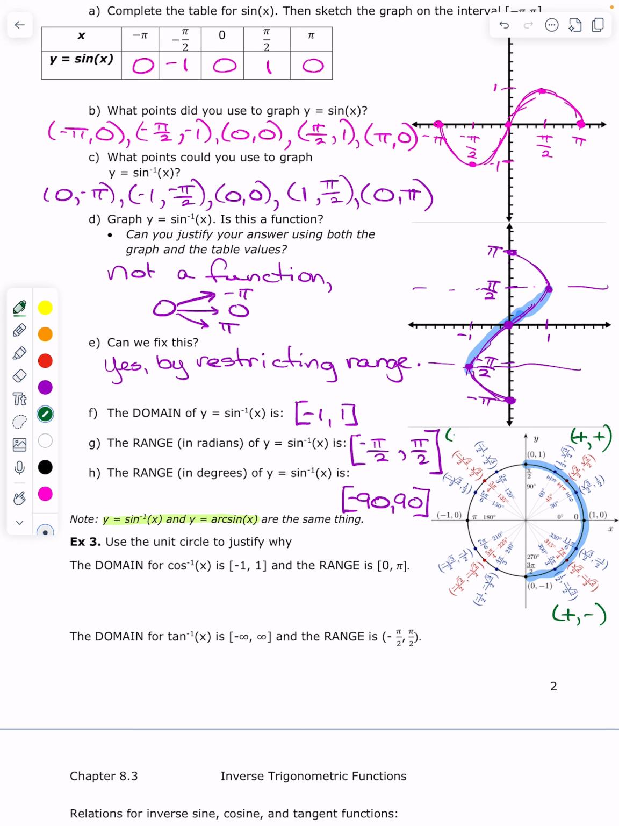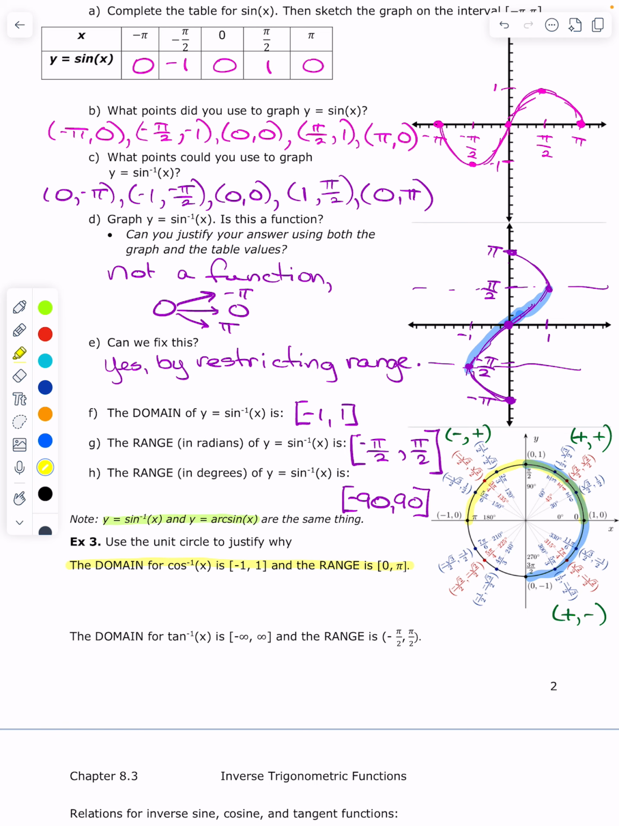Okay. Cosine, though, is negative in quadrant 2. Sorry, quadrant 1, quadrant 4. Did I just say 2 twice? So sine is defined in quadrant 1 and quadrant 4. Inverse cosine is defined in quadrant 1 and quadrant 2. So here are my positive values of cosine. Here are my negative values of cosine. So that's in yellow.